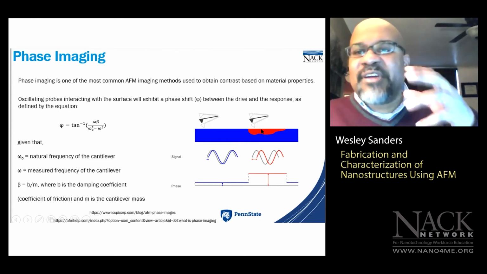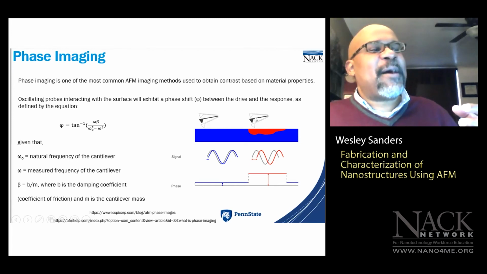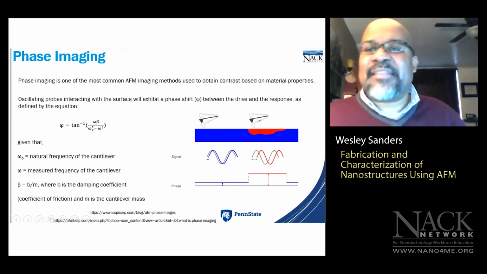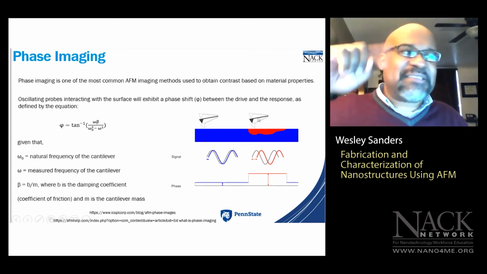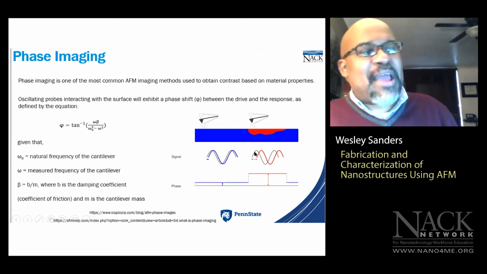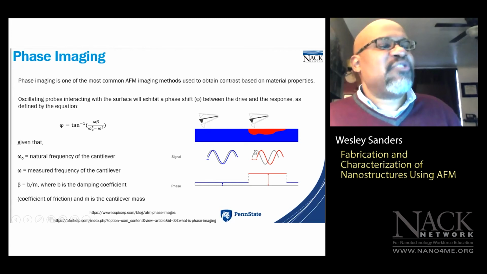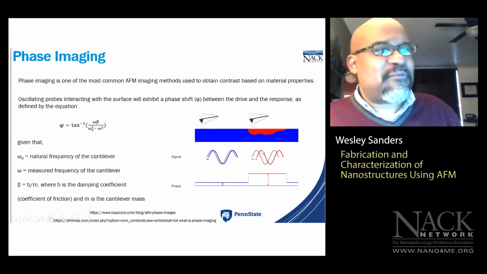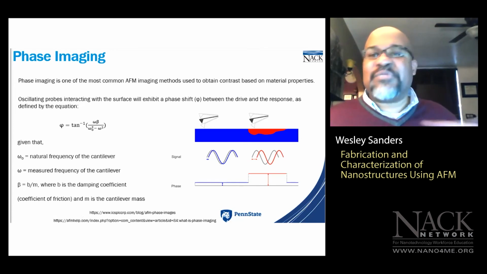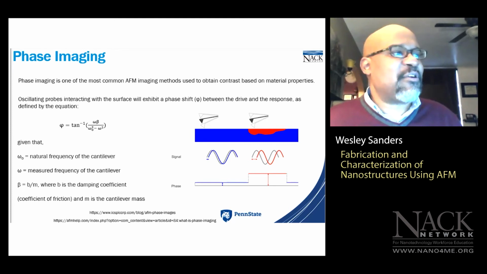Now, if we're over a softer, more viscous area, then your measured frequency is going to be dampened. The oscillation is going to be dampened as the tip is tracing over the softer area. So you're going to have a substantial phase shift between your drive frequency and your measured frequency. It's that phase shift that allows us to assess the material properties throughout our sample surface.